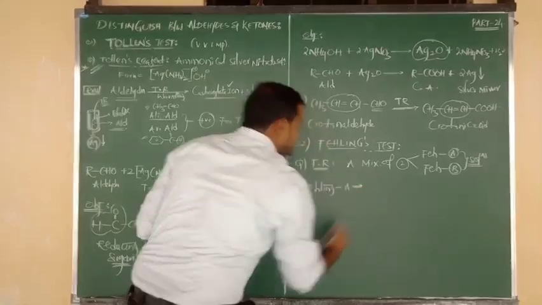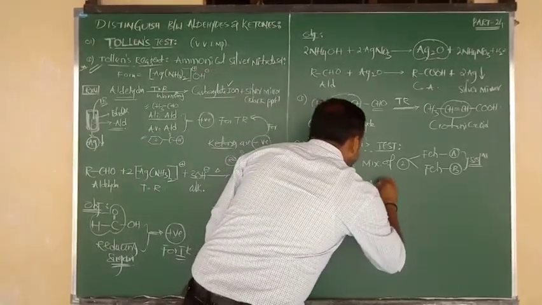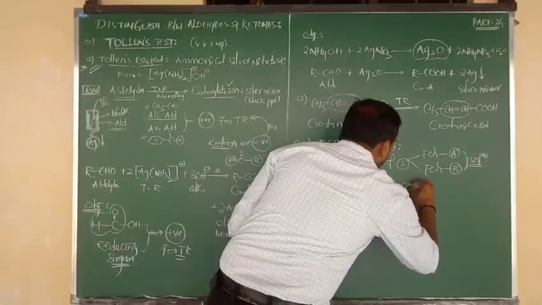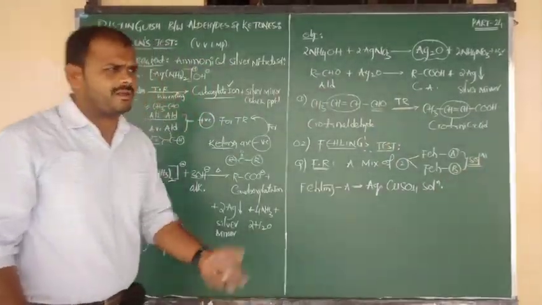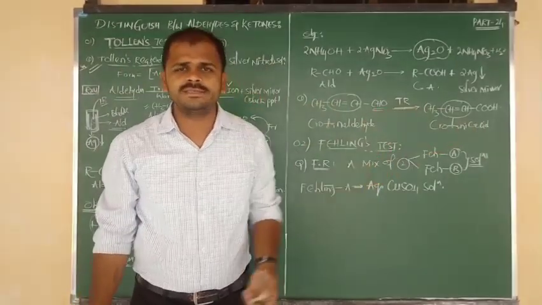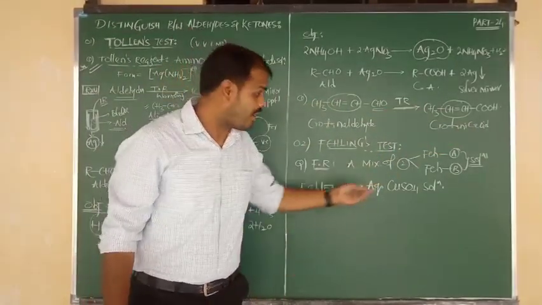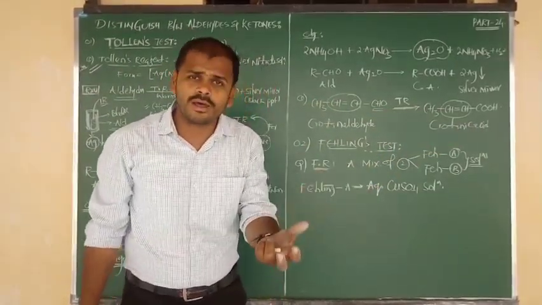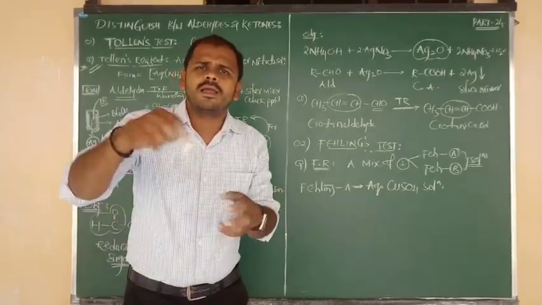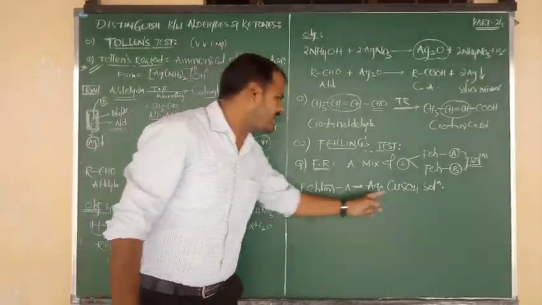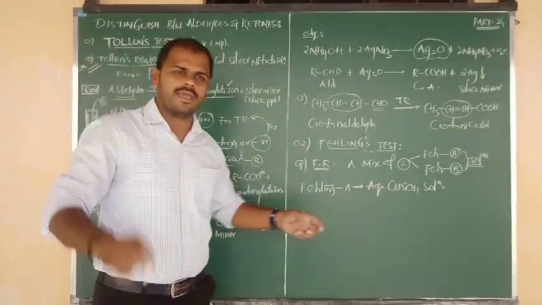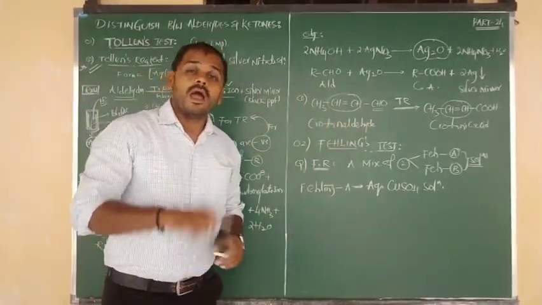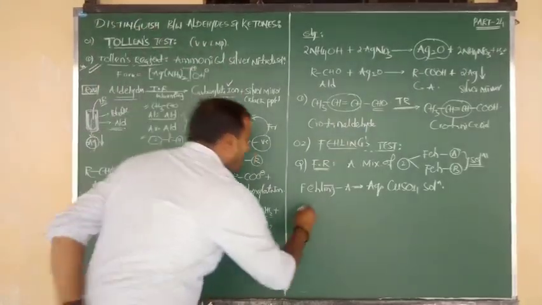Fehling A solution is aqueous copper sulfate solution. Nothing else; it is available in the lab, 100%. Copper sulfate is available, which is blue in color. To that, simply add some water, and by shaking you get a blue colored aqueous copper sulfate solution. That is Fehling A, which we have to prepare first. After that, we are going to prepare Fehling B. How to prepare Fehling B?